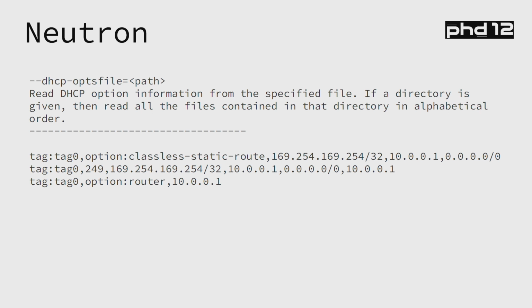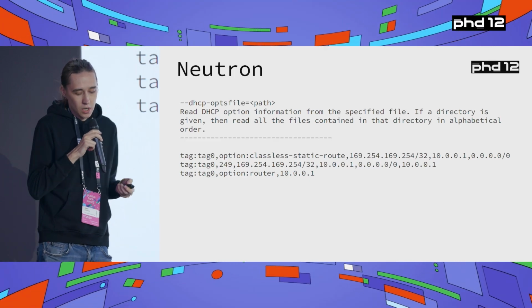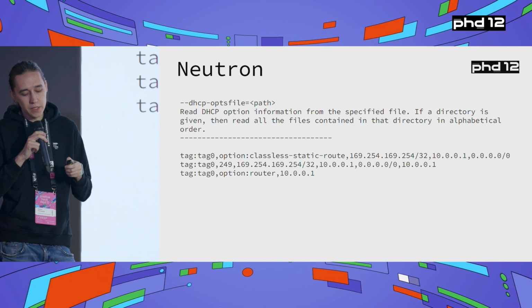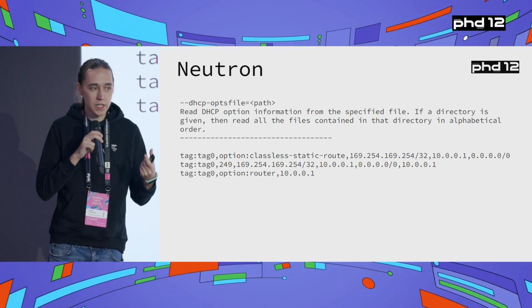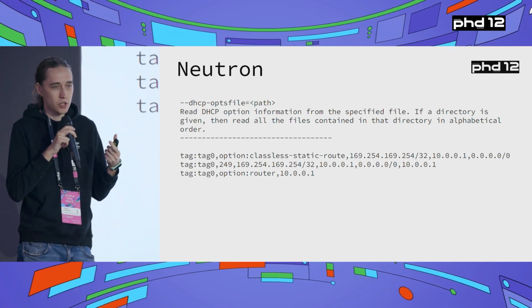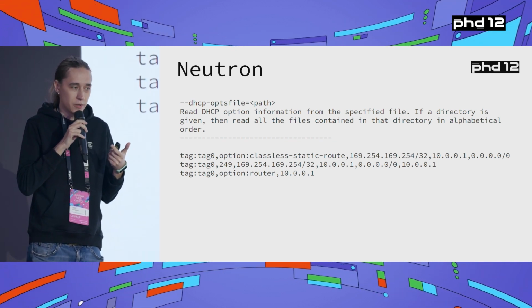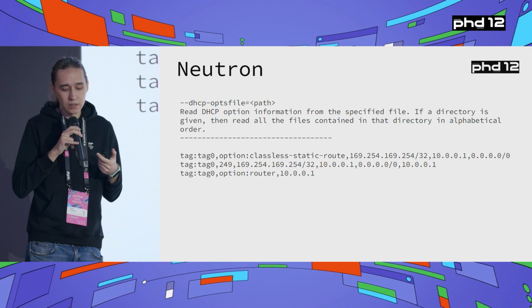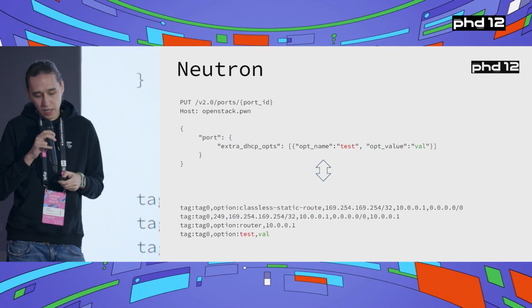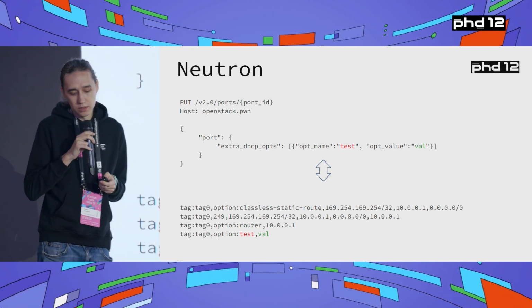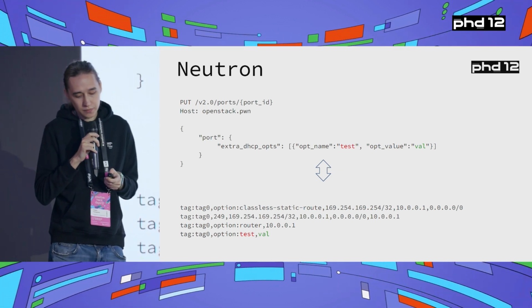The dnsmasq file shown below is what it looks like on OpenStack when you create a VM. Note that all these options have a tag in front of them, so these options are tagged, and we need this tag in order to identify which VM should be given which options. That's how it works, more or less.